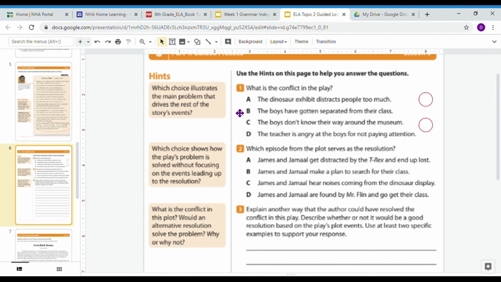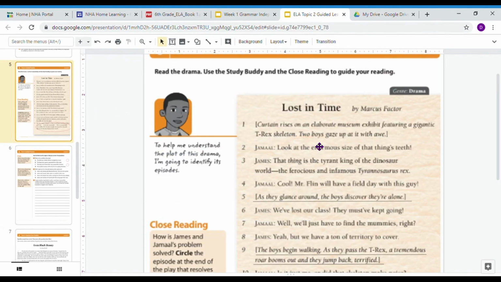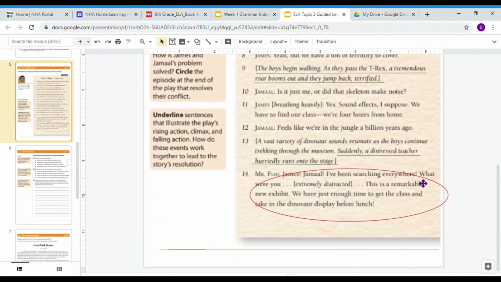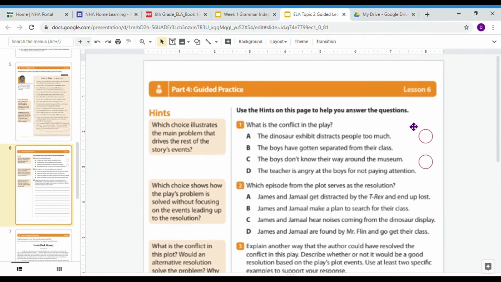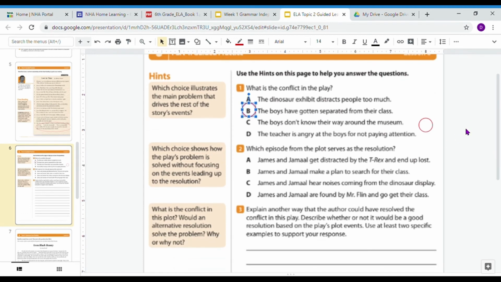So our conflict here, and if I look at my hint, which choice illustrates the main problem that drives the rest of the story's events? So remember, our problem got solved when Mr. Flynn found them. So that should really help us figure it out that our conflict is B. The boys have gotten separated from their class.